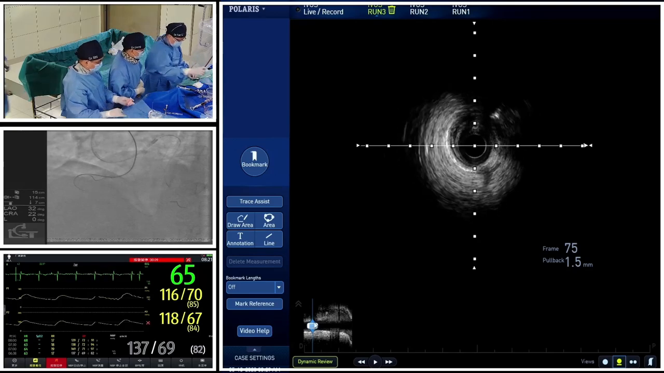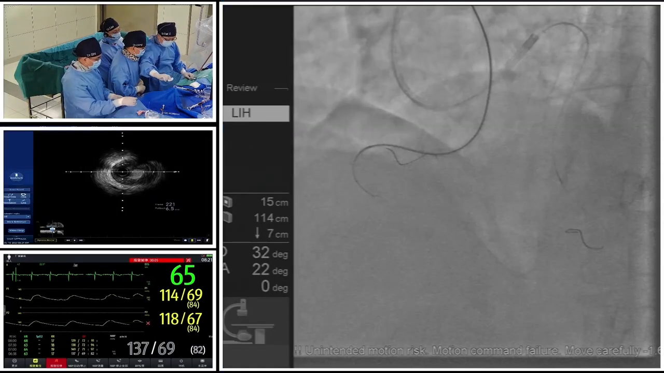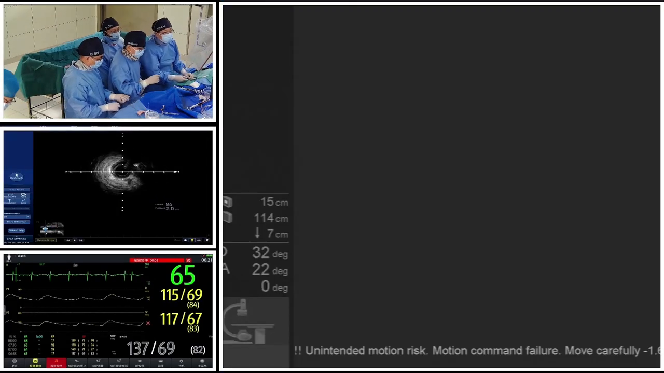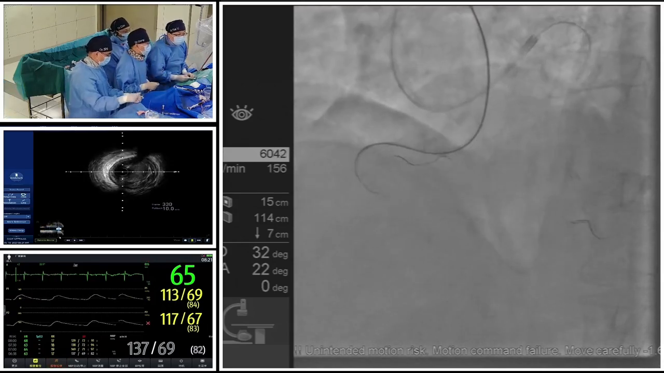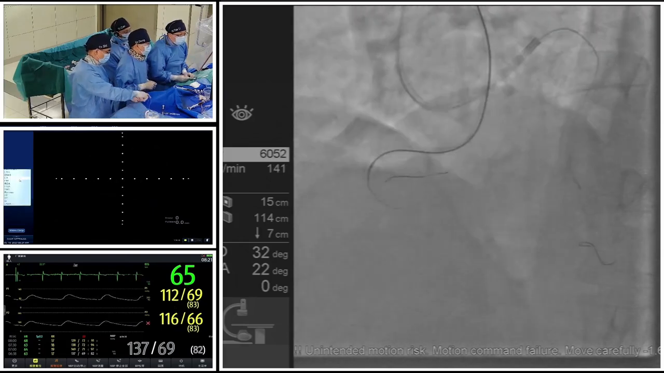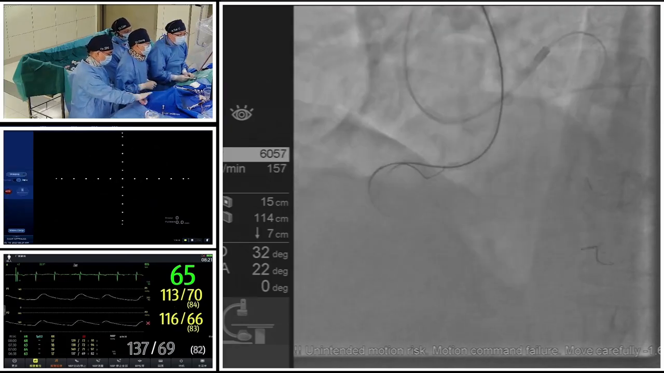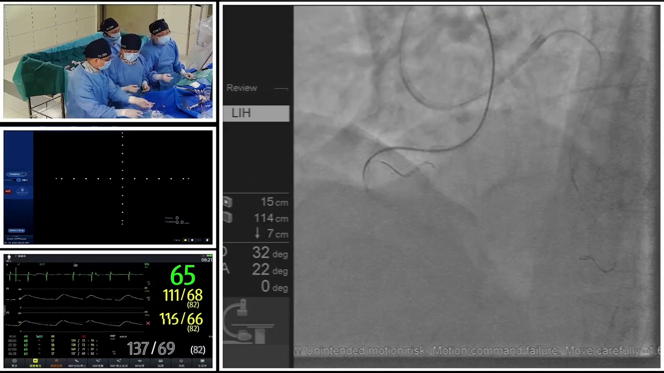We are within the vessel architecture. I think yes, we can proceed with the antegrade wire a little bit to check what's the plan, what we should do next. I think we can try to go forward a little bit with the CP, or maybe we push forward the microcatheter. Not so stiff.